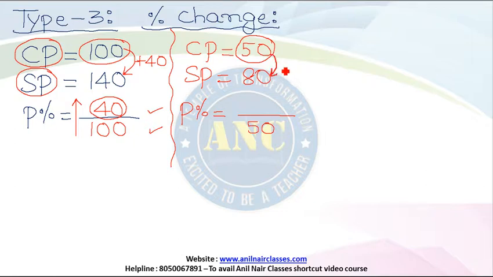50 is becoming 80. From 50 there is an increase of how much? 30. Numerator represents how much increase or how much decrease. Numerator is 30. 3 by 5. 3 by 5 is nothing but 60%. I hope I am very clear in explaining you this particular logic.